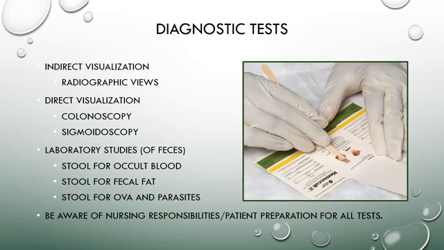Some of these different kinds of testing include an EGD or an esophagogastroduodenoscopy. Okay, that's a long one, so we just call it an EGD. What this is, is a fiber optic tube that goes in through the mouth and is advanced to the duodenum. A sigmoidoscopy is a scope used to view the anal area, the rectum, and the sigmoid colon. Okay, sigmoidoscopy. A colonoscopy. A colonoscopy is a scope inserted through the rectum to visualize the rectum, the colon, the entire large intestine, and the distal small bowel.